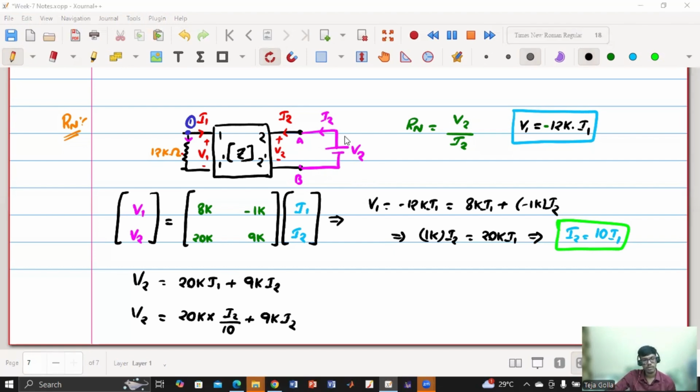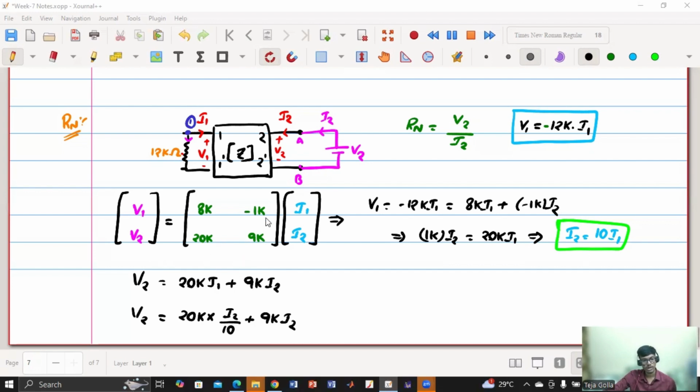V1 by 12 is equal to I1. Someone has mentioned that, but V1 by 12 is not I1 because the current I1 is in the opposite direction. So we have V1 equals minus 12k into I1. I have substituted there: minus 12k into I1 is equal to 8k into I1 minus 1k into I2. So if I bring this here, 1k I2 equals 20k I1. So I2 is equal to 10 times I1.